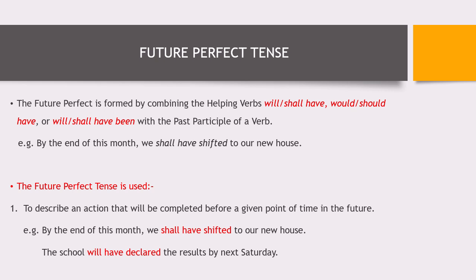The future perfect tense is used: 1. To describe an action that will be completed before a given point of time in the future. For example, by the end of this month, we shall have shifted to our new house. The school will have declared the results by next Saturday.